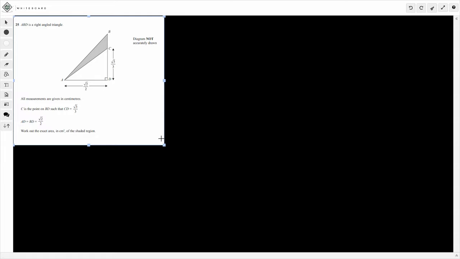So this question here, we're given ABD, a right angle triangle, and we're given these lengths here in surd form. So we have root 3 divided by 3 for C to D, and from A to D it's root 2 divided by 2. So we have to work out the exact area in centimetres of this shaded region here.